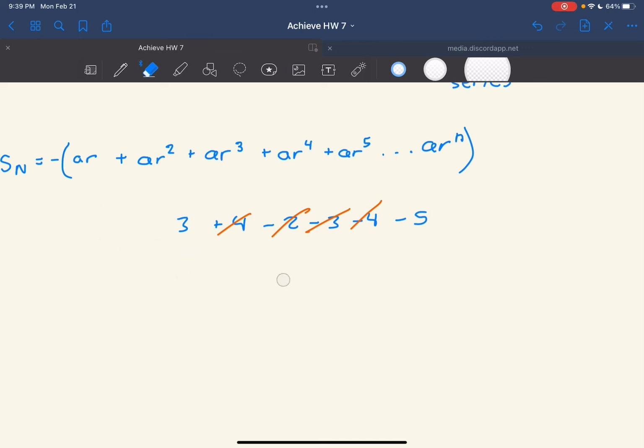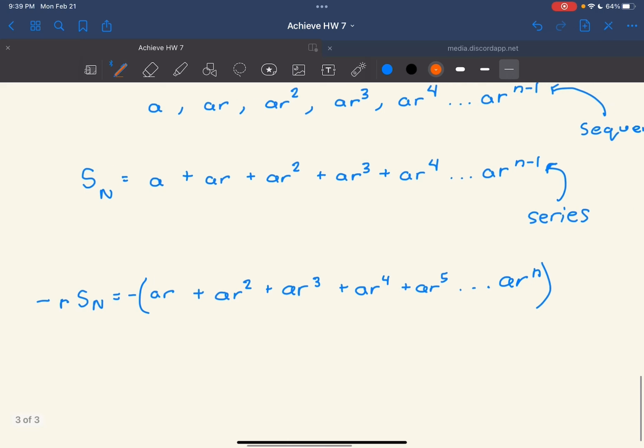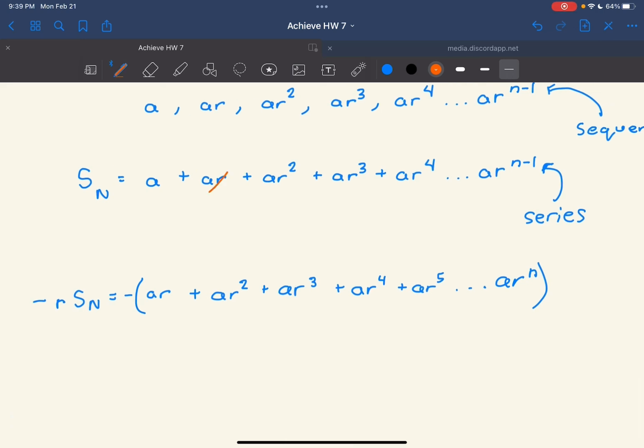Now we're going to do the same thing here and subtract all the infinite amount of terms, and we're going to see something interesting. This is going to cancel out with this. This is going to cancel out with this. Cancel, cancel, cancel, cancel, cancel, cancel. And an AR to the n minus 1 is going to cancel with an AR to the n minus 1.